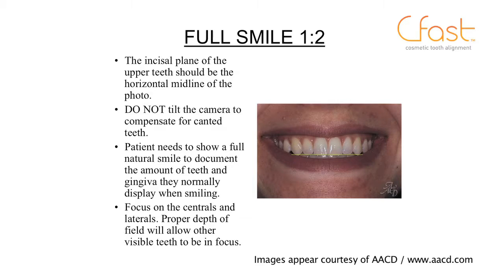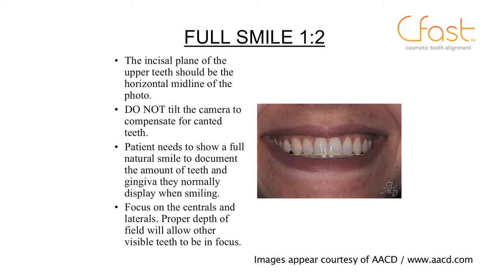And first of all, we're going to take the 1 to 2 image, what I would call nose to chin, which is a full smile, okay? And we can see the image here. So the incisal plane of the upper teeth should be horizontal to the midline of the photo. We don't want to tilt the camera to compensate for any canted teeth, so we want to be straight on. And if the smile line is canted, we want to capture that, so we don't want to be tilting the camera. And the patient needs to show a full natural smile to document the amount of teeth.